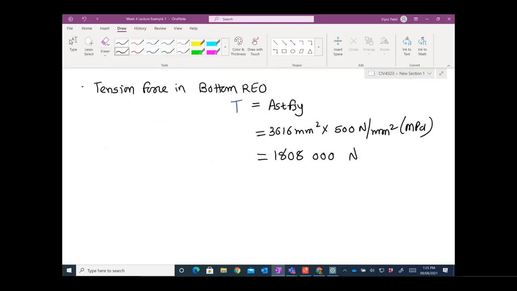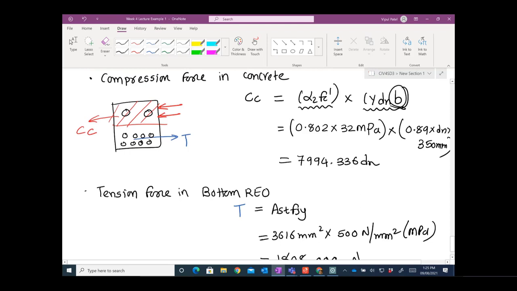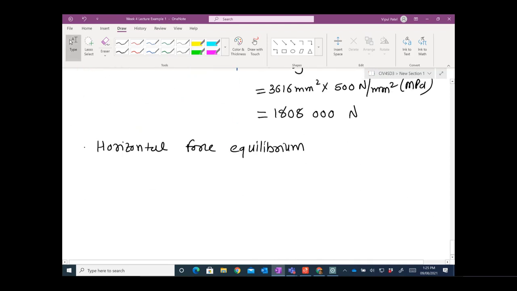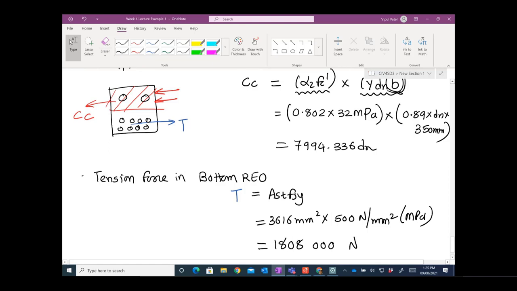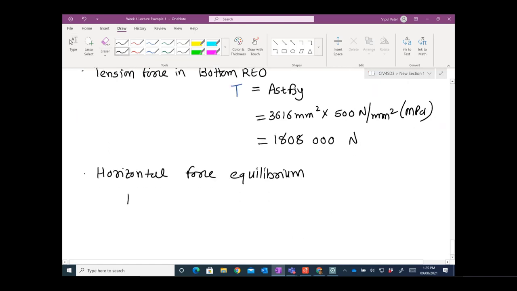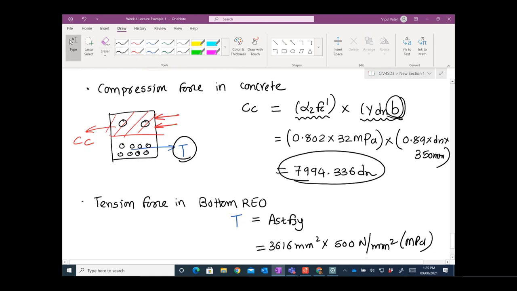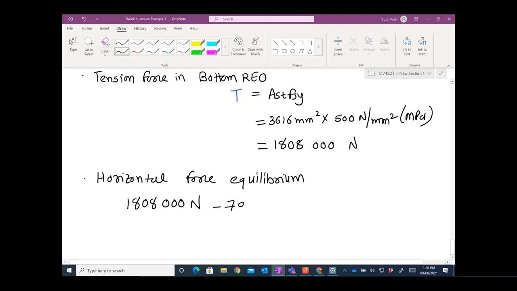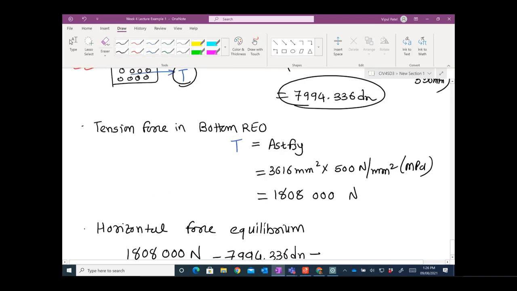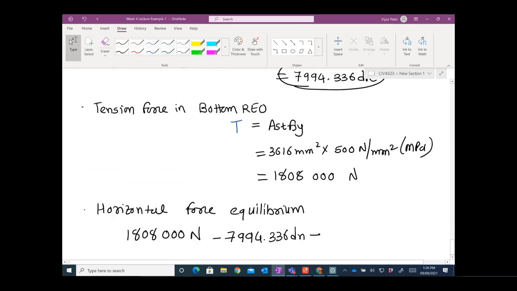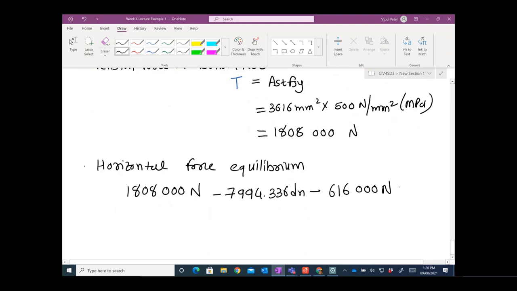So let's say the sum of the forces in the x direction, horizontal force equilibrium, right? Because this beam should be in equilibrium. All these forces, compression force and tension force, should be in equilibrium, meaning that all summed up, they will give you zero. So let's say this is tension force positive: 1,808,000 newton positive, going left to right. These are two negatives. Let's say this concrete one, compression force, negative 7994.366 N. And let's say there is another compression force, which is not right, but let's try it: 616,000 newton, equal to zero, right?